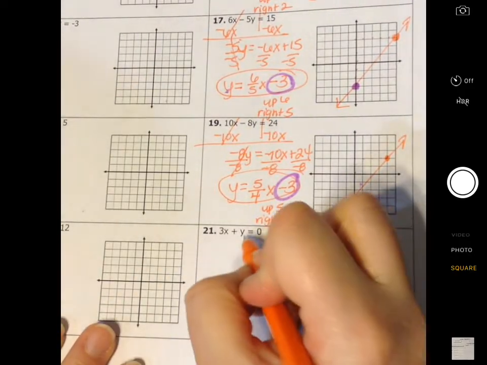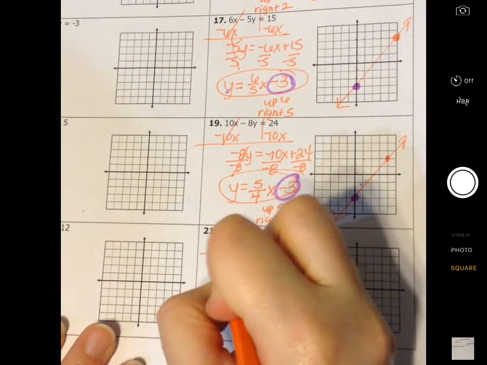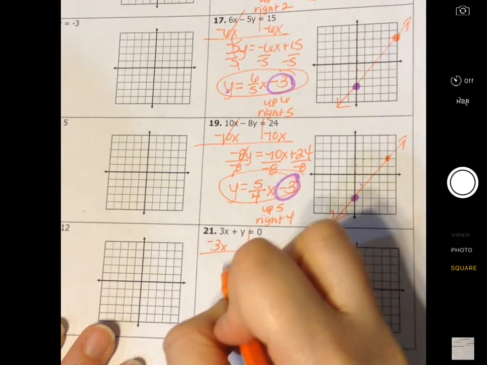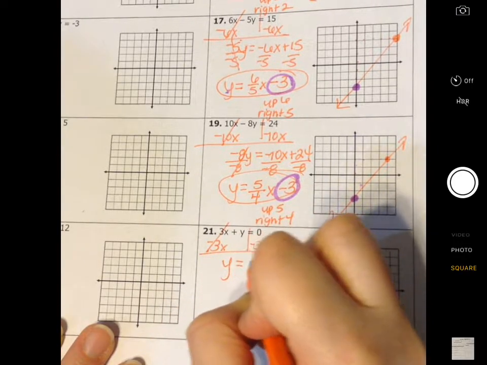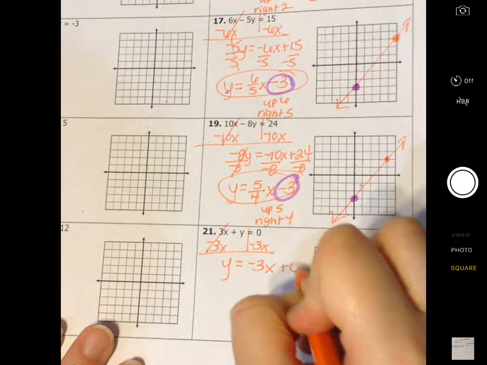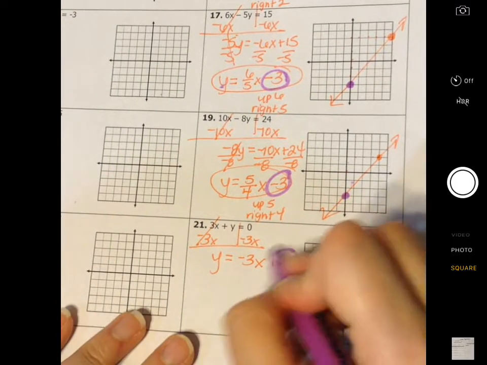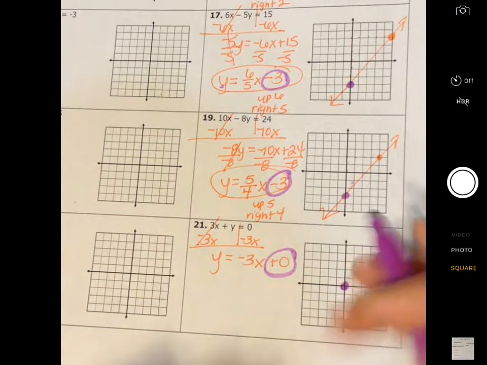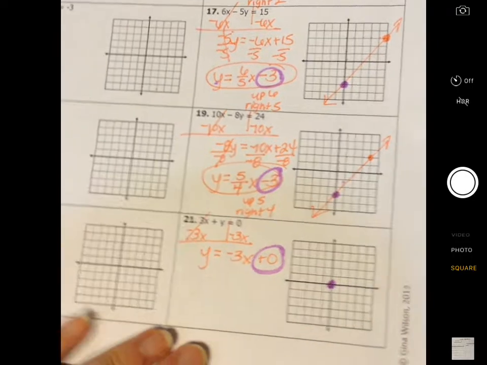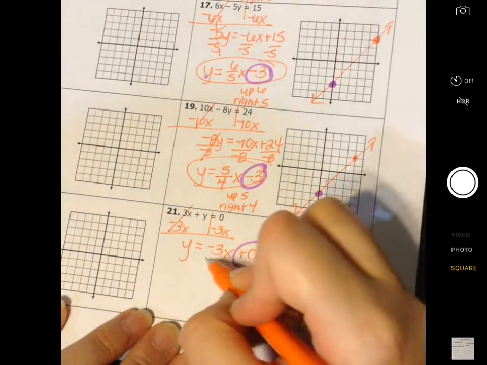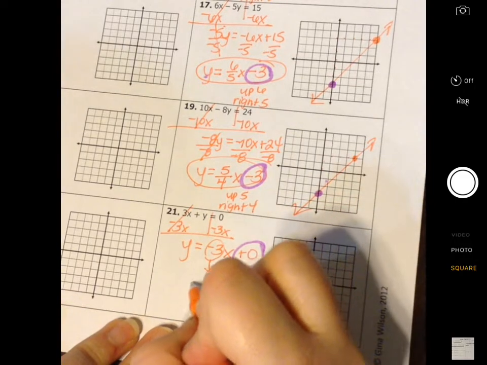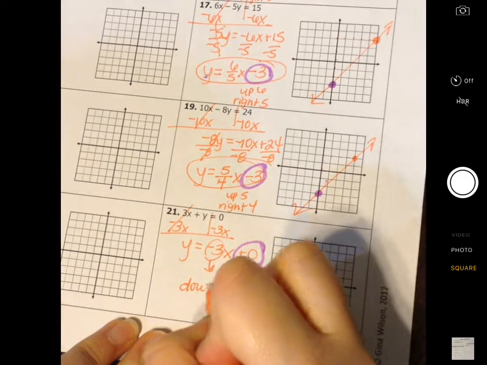Last one. Subtract 3x from both sides. We're left with y equals negative 3x plus 0. So that means your y-intercept is 0. So this one is proportional. Slope tells me to go down 3.